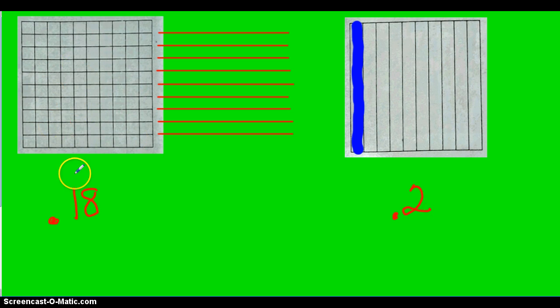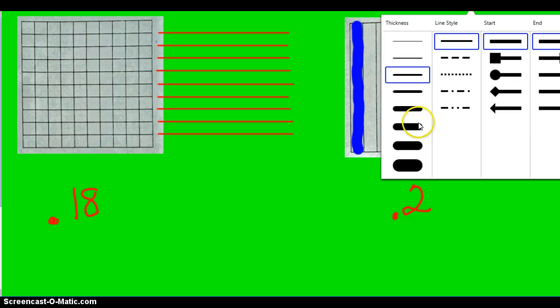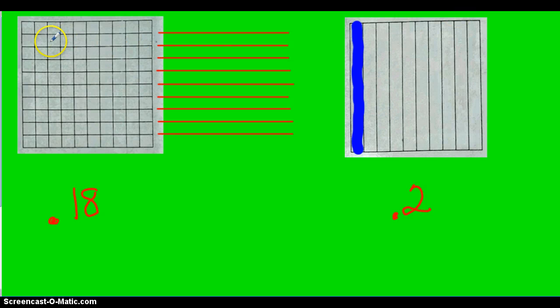So let's model 18 hundredths before we start making a decision. If I model 18 hundredths, I would count: 1 hundredth, 2 hundredths, 3 hundredths, 4 hundredths, 5 hundredths, 6 hundredths, 7 hundredths, 8 hundredths, 9 hundredths, 10 hundredths, and of course we can see that makes 1 tenth. So that's why we have 1 in the tenths place, because those 10 hundredths made that 1 tenth.